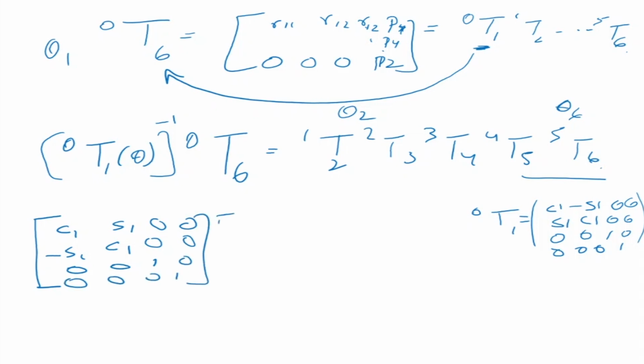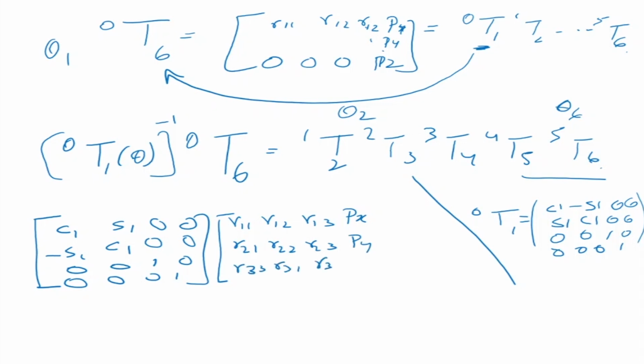And here we have R11, R12, R13, Px, R21, R22, R23, Py, and R31, R32, and R33, and Pz. This is 0, 0, 0, 1. Let's call this equation number 3. I hope you understand what we are doing, that essentially we are removing theta 1 from the right hand side and bringing it onto the left hand side.